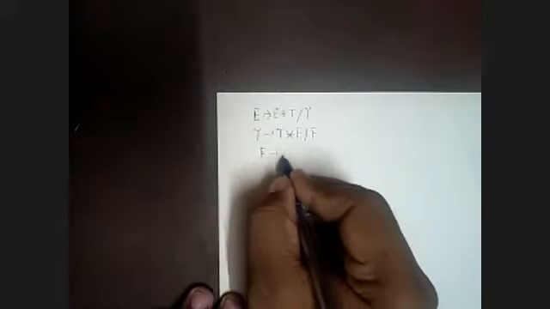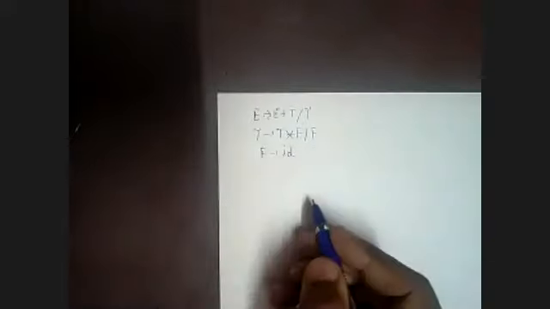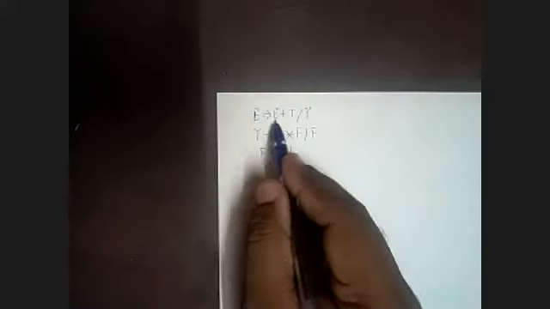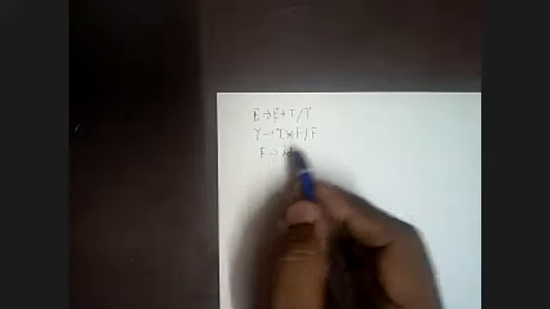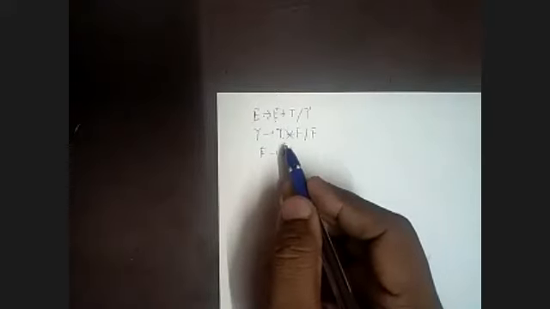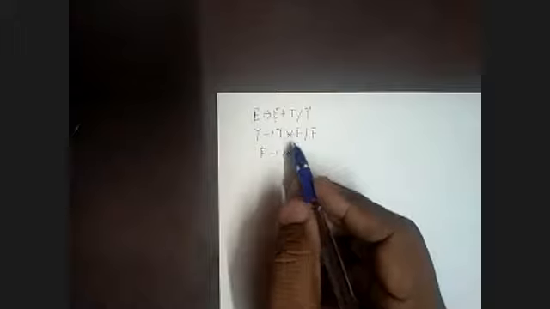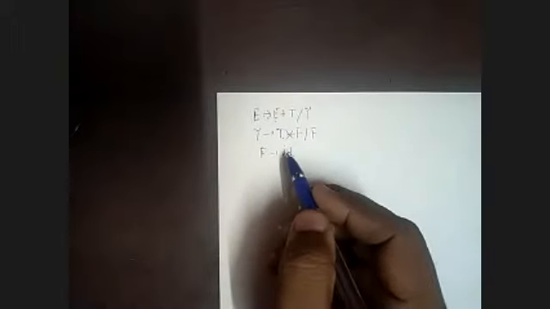So how to find out the left recursion, right? So E and E, left and right side, that is a left recursion. T and T, that is a left recursion. So how to remove the left recursion? So with the help of formula, we remove this left recursion.